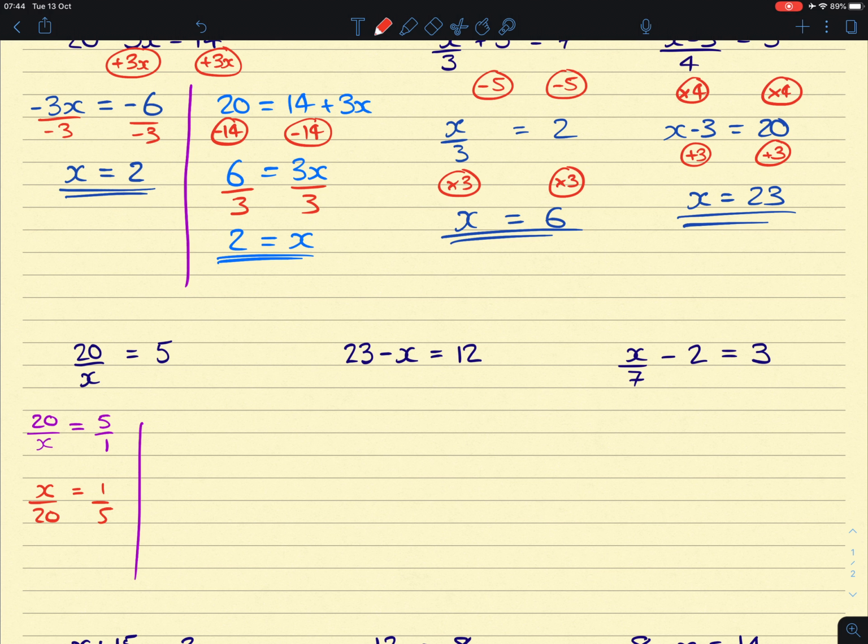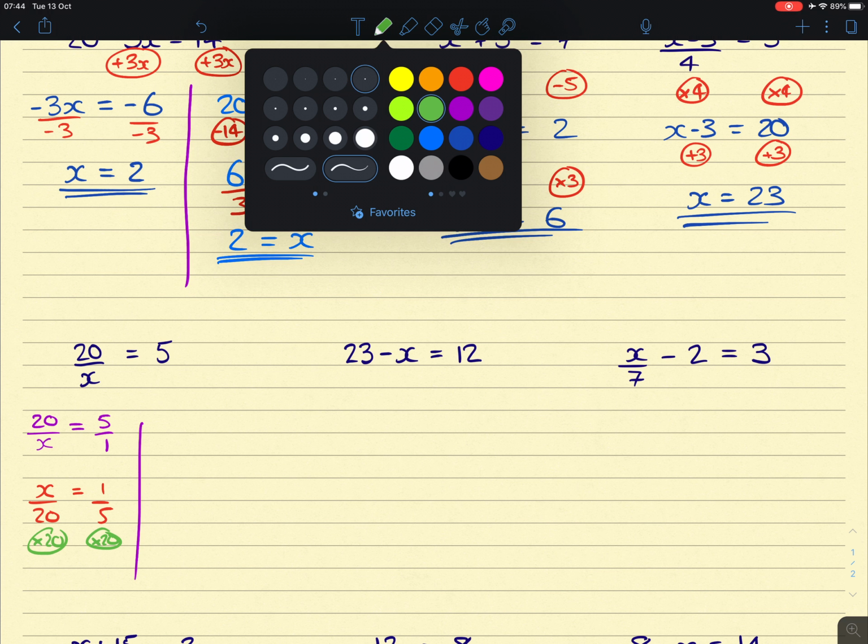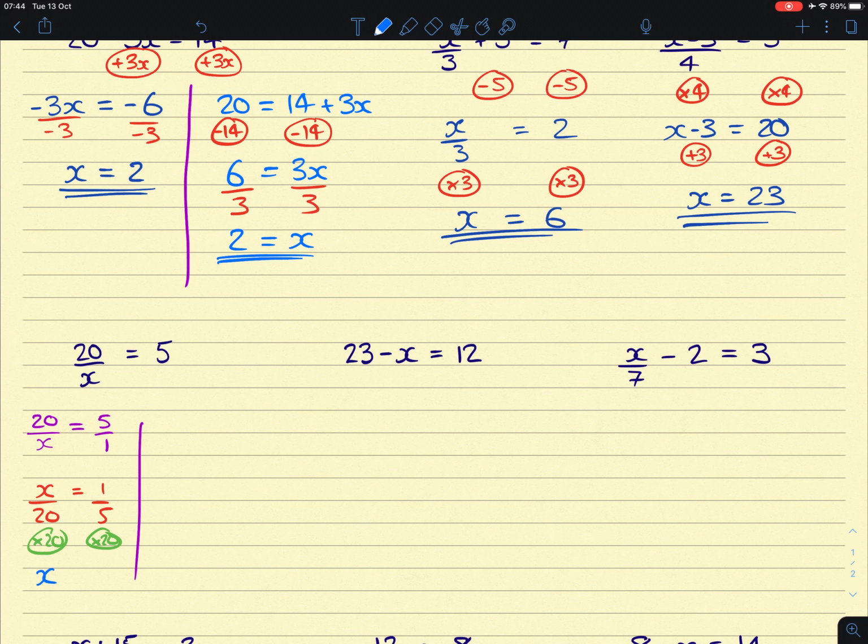So there's one way of doing it. And then after that, we need to get rid of this over 20, divide by 20. So we multiply both sides by 20, and we'll end up with x equals 20 times a fifth, which ends up being 4.